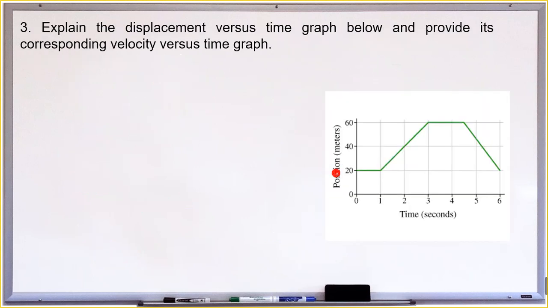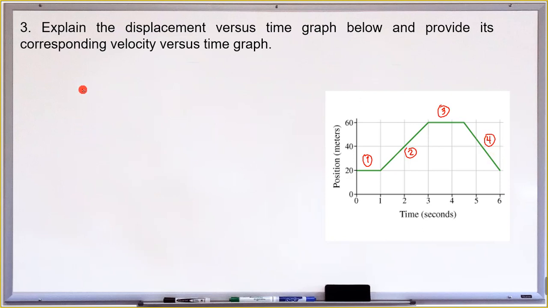Wala. So proceed ta, number 3. Explain daw the displacement versus time graph below and provide its corresponding velocity versus time graph. So pareha sa ato ang gibuhat kaganiha, ato na butangan og number, no? So number 1, number 2, number 3, tapos we have number 4.